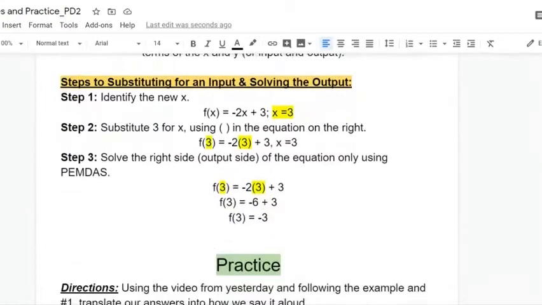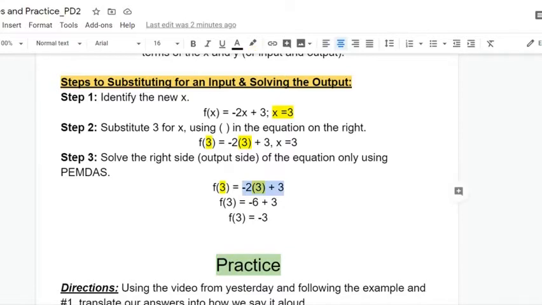So looking at the steps, we identify the new x. Step 2 is we substitute for the x using parentheses, which is extremely important. Step 3 is going to be solving on the right-hand side, and the right-hand side is the output. So we have the x. I'm just going to highlight it right here. X equals 3 in my example in the steps. That's my input. 3 is my input, and we're figuring out what is the output.